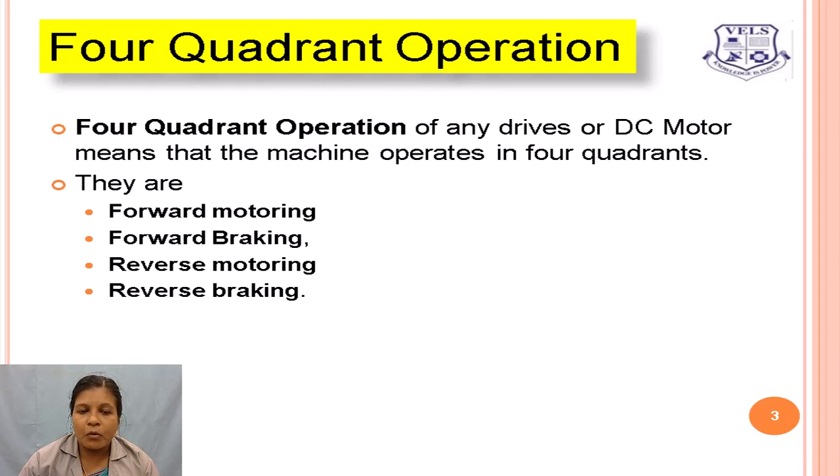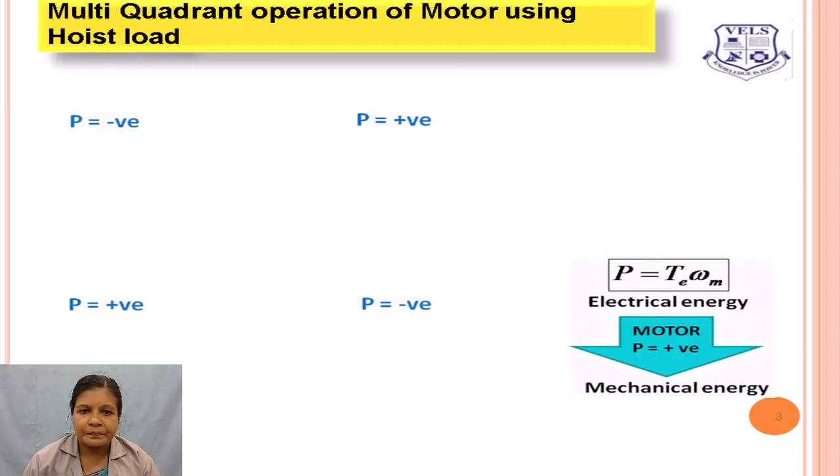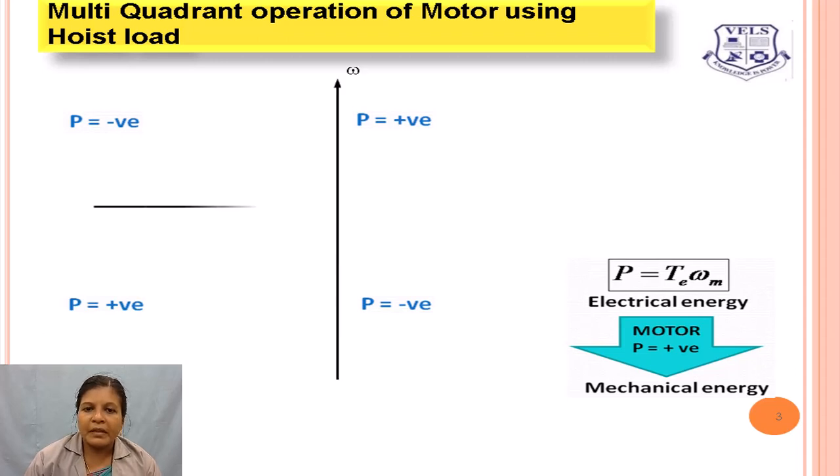The four quadrants of operation are forward motoring, forward braking, reverse motoring and reverse braking. When the drive is involved in upward movement, the direction of the motor is considered positive, which means that the motor rotates in the counterclockwise direction. We know that P is equal to T into omega m, the basic formula for power. When the motor speed is positive and the developed motor torque T is also positive, then the developed power is positive. This is explained by using the speed torque characteristic curve.